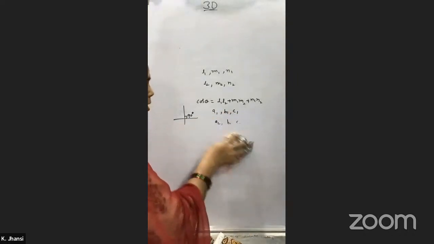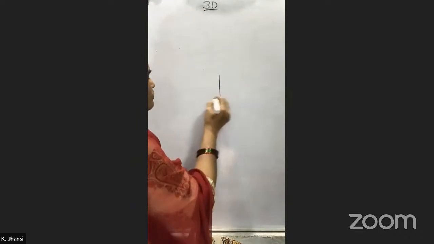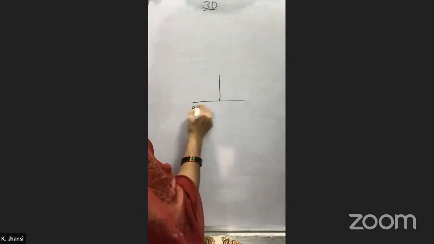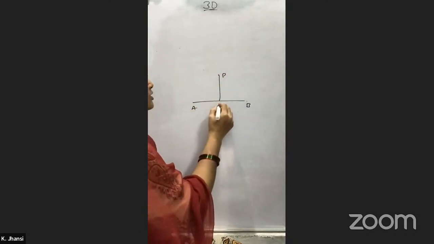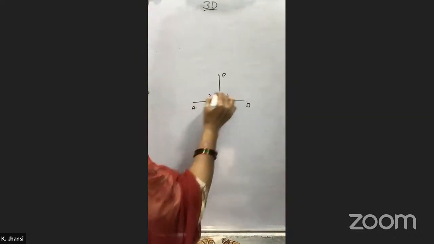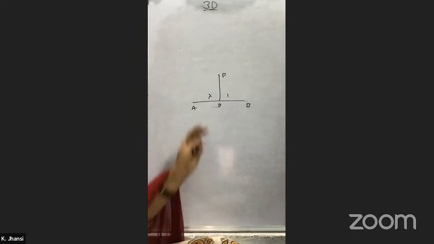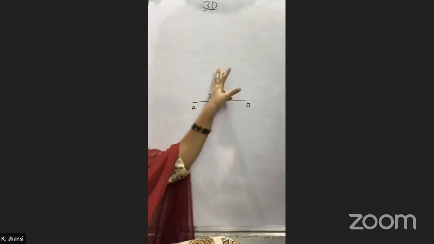It is the foot of the perpendicular. Even if you have an idea about 2D, you have seen the foot of the perpendicular there. This is a regularly asked question, which you will get for 5 marks. If AB is a line, point P will be there and it is divided like this. This is called the foot of the perpendicular. It is divided in the ratio lambda is to 1.